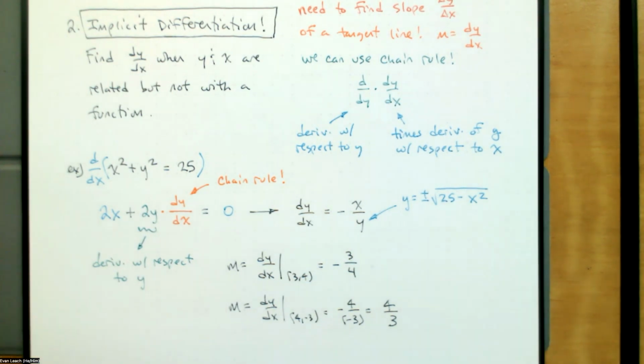If I want the top semicircle, then y is plus square root, and I get negative x over the square root of 25 minus x squared. If I want the bottom semicircle, then y is negative square root, and the negatives cancel out, and I get x over the square root of 25 minus x squared. Any questions?